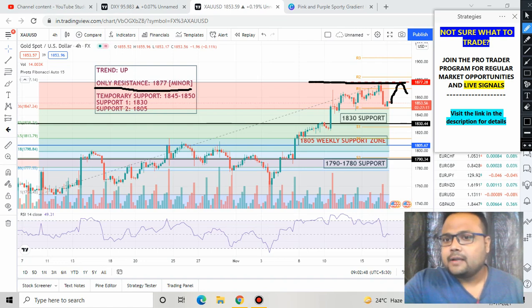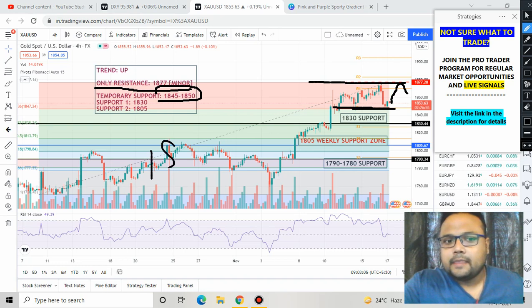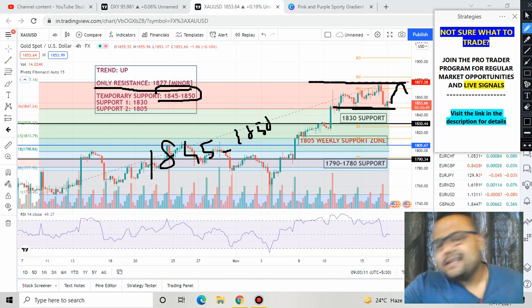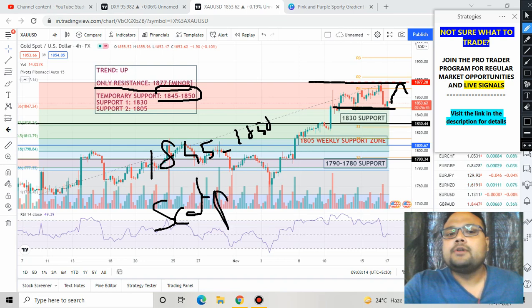And if the market comes down to the level of 1830, then definitely it's a good buy. If the market comes down to a level of 1845 to 1850, we have a temporary support here. If you want to take a buy here, yes, you can go for a buy, but keep in mind that this is for scalping purposes only.